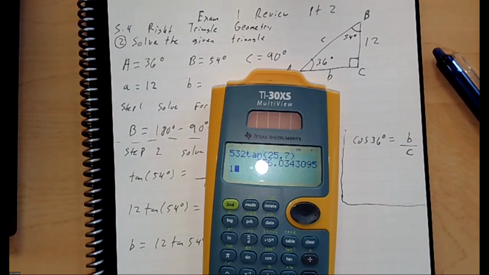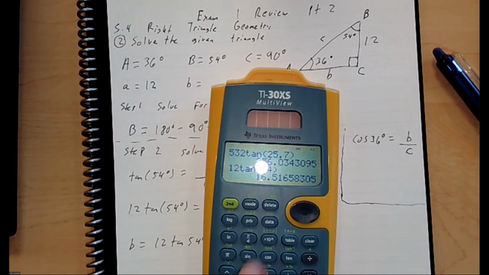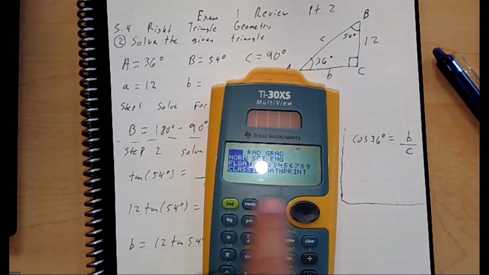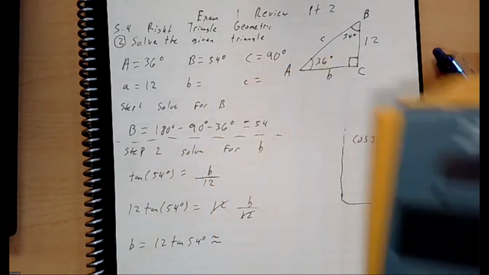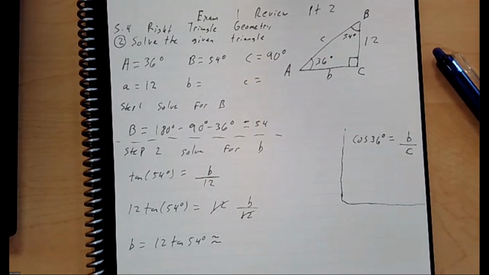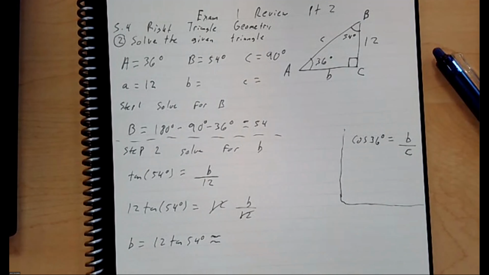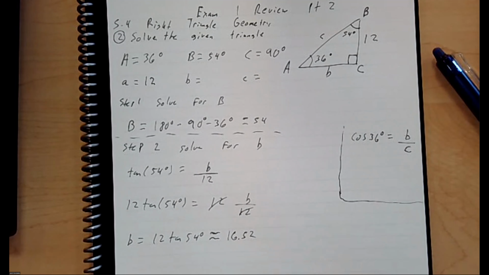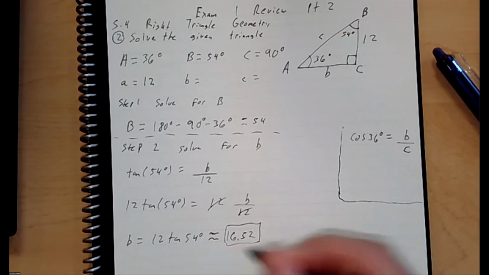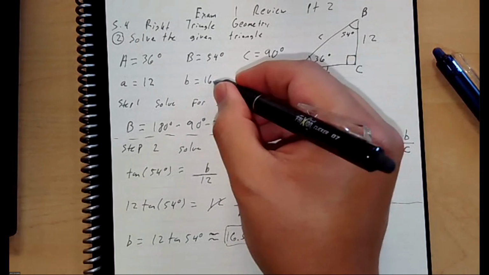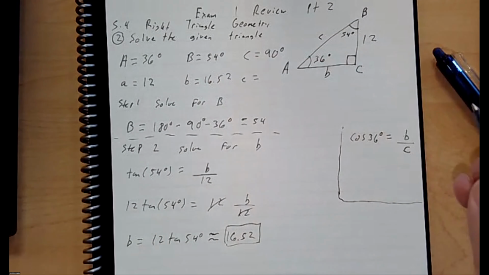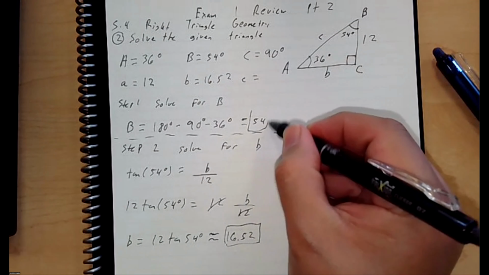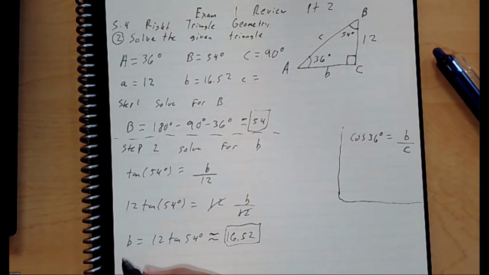Whenever you do this, make sure, especially on your test, double check that you are in degrees if you're using degrees. Just press mode, it should tell you. All the TIs should tell you under mode. Okay. If you have something else, you'll have to Google it. 16. All right, so there's one side. And we got the angle right here. Okay.